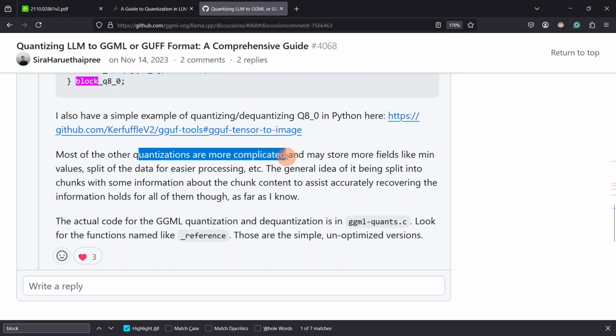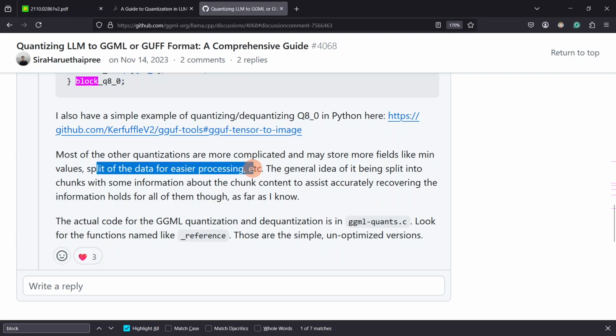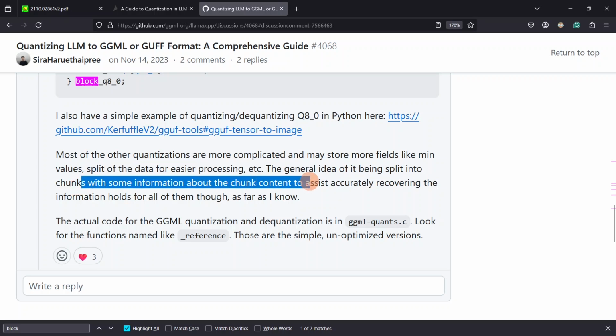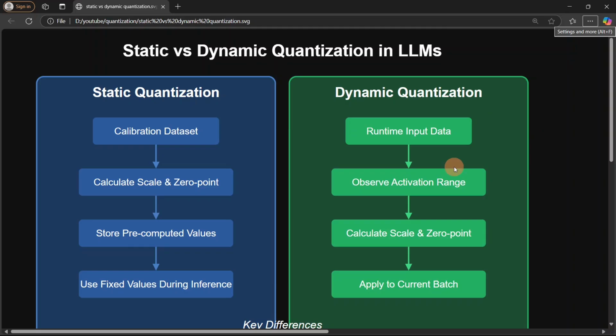Most of the other quantizations are more complicated and may store some fields like minimum value, split of the data for easier processing, etc. The general idea of it being split into chunks with some information about the chunk content to assist accurately recovering the information holds for all of them, though. There are two forms of quantization of the activations: static quantization and dynamic quantization. The previous quantization that we discussed just now was an example of static quantization, where we calculate the zero point and scale prior to inference using a calibration dataset.